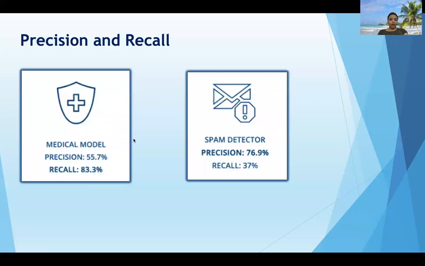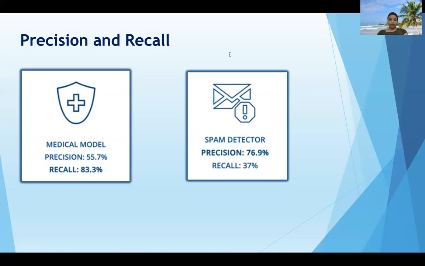The medical model has a precision of 55.7% and a recall of 83.3%, and is supposed to be a higher recall model. The spam detector model has a precision of 76.9% and a recall of 37%, and is supposed to be a higher precision model. So let's think: do we need to carry these two numbers, precision and recall, all the time to evaluate the model? This is inconvenient. It is better to have only one score to evaluate the model.